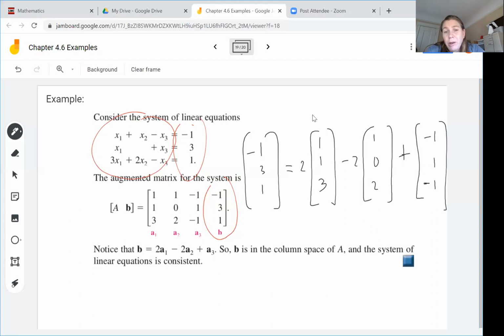So b is in the column space of A because it's a linear combination of those three column vectors of A, and our linear system is consistent because it has a solution.